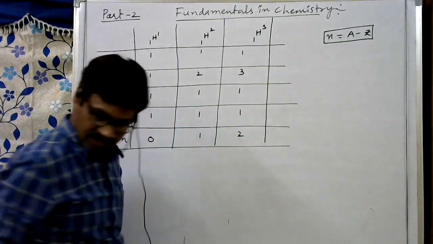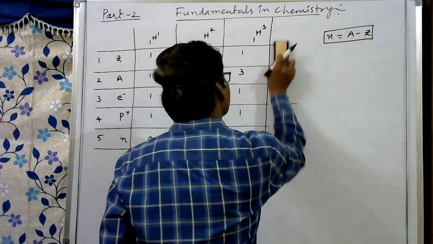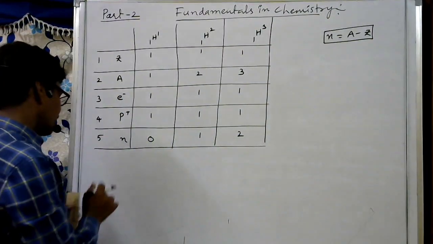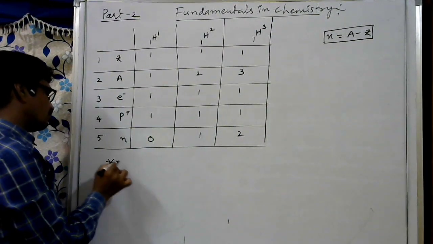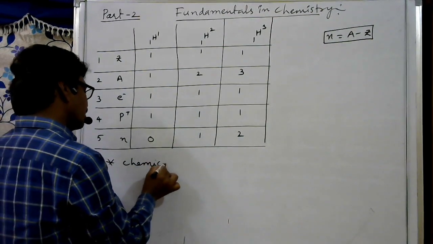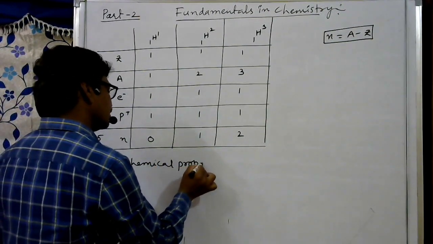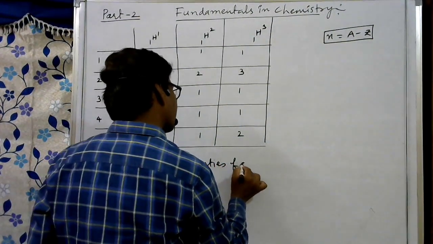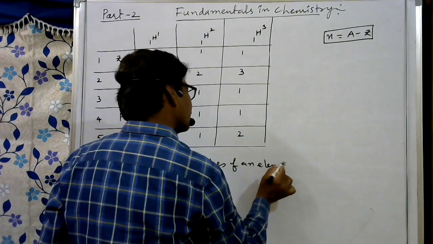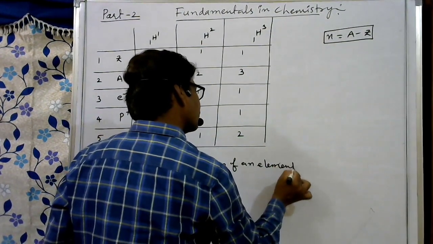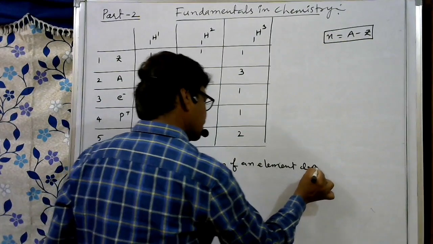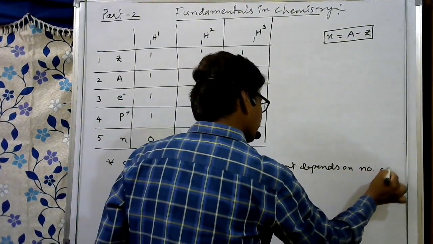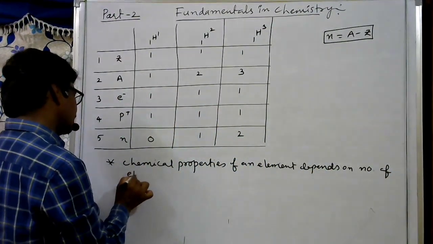See here, we should know one more thing, that is about chemical properties and physical properties. The chemical properties of any element depend on the number of electrons.